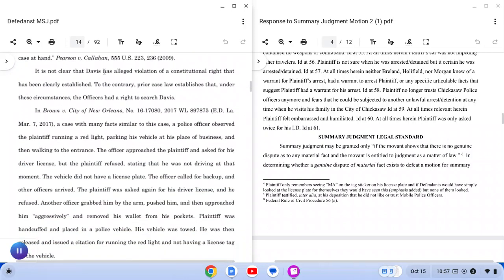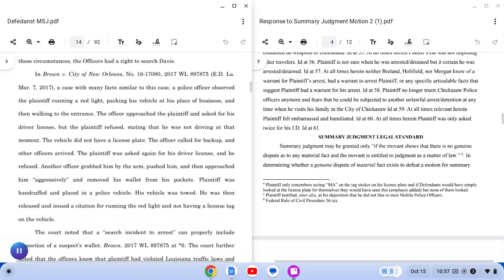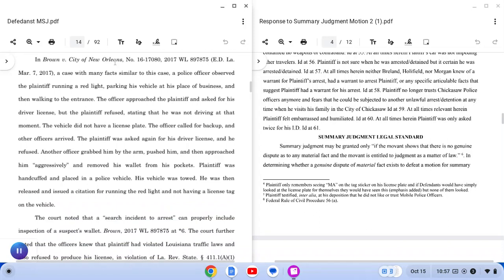It is not clear that Davis had alleged violation of a constitutional right that had clearly been established. To the contrary, prior case law establishes that under these circumstances, the officers had a right to search Davis. And I'm guessing this is a case in support of their argument. This is a Louisiana case, a federal Louisiana case.